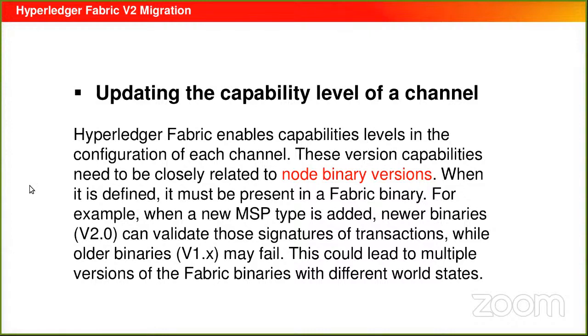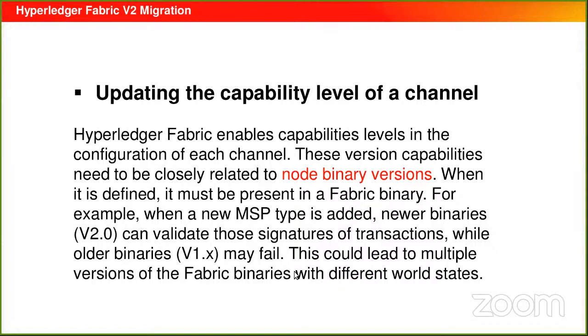When it comes to updating the capability level, you have to do that for the configuration of each channel, right? Because again, if you remember, certain members can have certain channels among themselves, and the configuration of each of those channels needs to be updated. And these version capabilities need to be closely related to the node binary versions, because they have to be synced. When a capability is defined, it must be present in a Fabric binary.